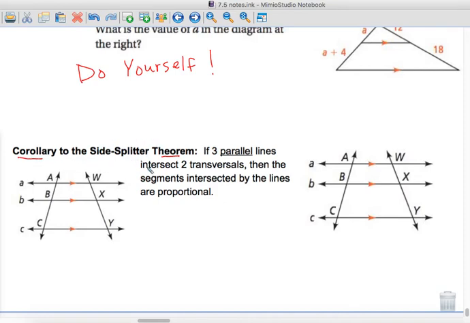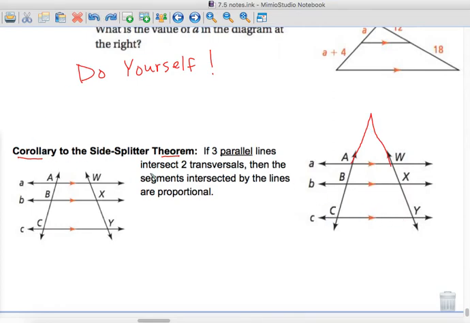So for the corollary of the side splitter theorem, basically if 3 parallel lines intersect 2 transversals, then the segments intersected by the lines are proportional. If you were to extend these lines out, you would see a nice triangle. In fact, here I'll do it in blue. This triangle here and here, that parallel line, that's the triangles that we've just been doing. Those are the side splitter theorems. Same thing, you can draw it for this bigger triangle, going down to CY there.